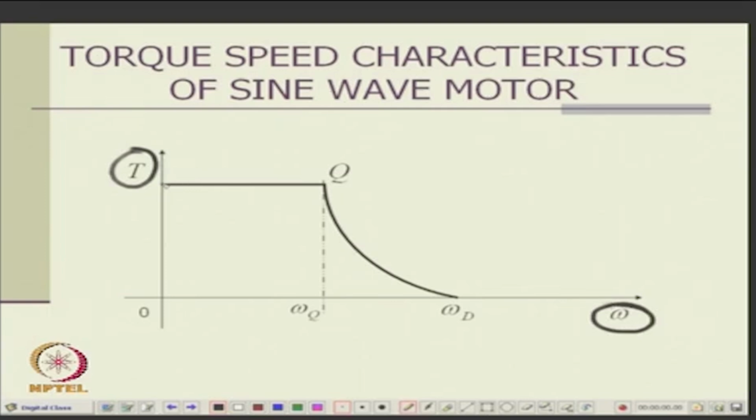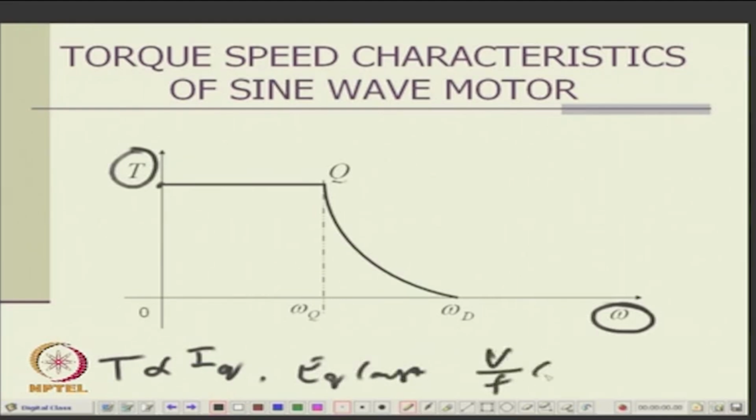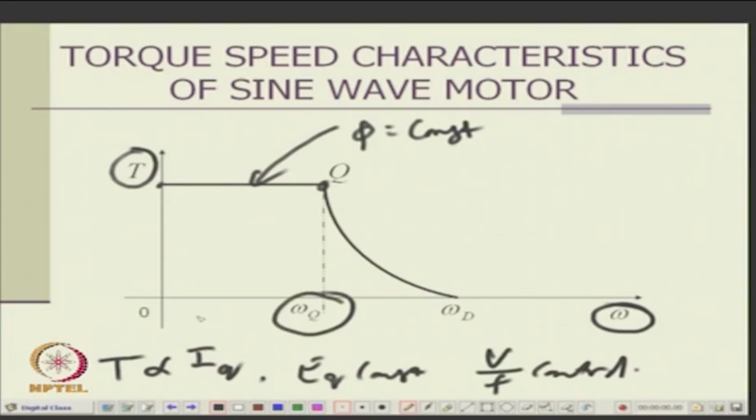Normally, torque is approximately equal to IQ, isn't it, so long as EQ is constant. So you may know the so-called V by F control. You know the V by F control for the motor, right. So you can more or less maintain flux constant, and can go up to a certain point. So this is constant torque operation up to a certain frequency, let us say omega q. Okay.